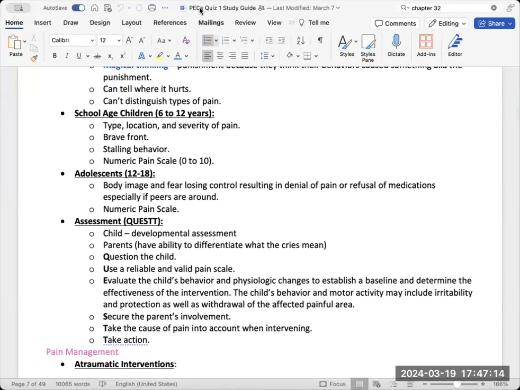School-age children between 6 and 12 can. They could tell you the type, the location, and severity. They'll try to put up a brave front, acting like it doesn't hurt even if it does. They could have stalling behavior to try to not get the procedure right away. And we can use a numeric pain scale. We could say, if you could rate your pain from 0 to 10, 0 being no pain and 10 being a lot of pain, how much pain are you in? You can ask a 6 to 12-year-old that.